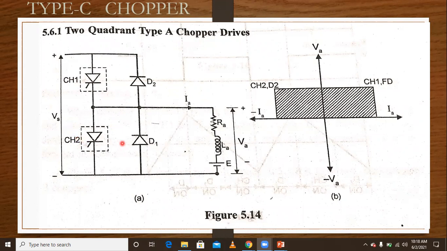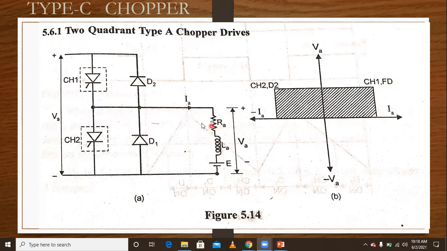This type of chopper drive provides forward motoring mode and also forward braking mode. So this is called a two quadrant type chopper. This is a separately excited DC motor. It consists of two choppers, chopper 1 and chopper 2, two diodes, diode D1 and diode D2, and the motor.